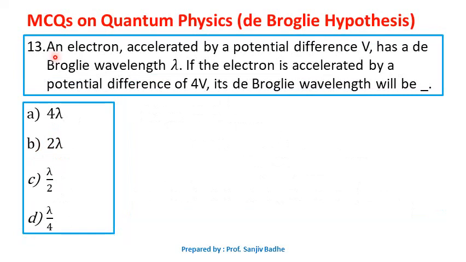Question number 13. An electron accelerated by a potential difference V has a de Broglie wavelength lambda associated with it. If the electron is accelerated by a potential difference of 4V, then its de Broglie wavelength will be, the options given are 4 lambda, 2 lambda, lambda by 2 and lambda by 4.